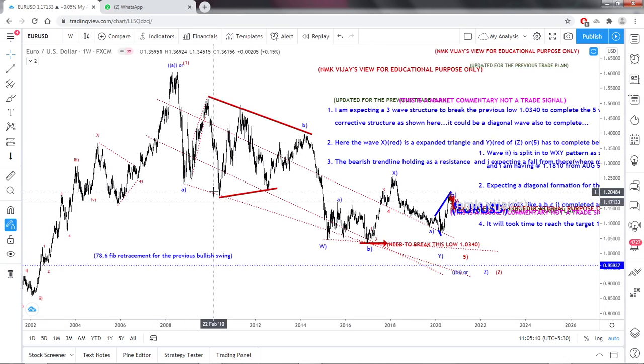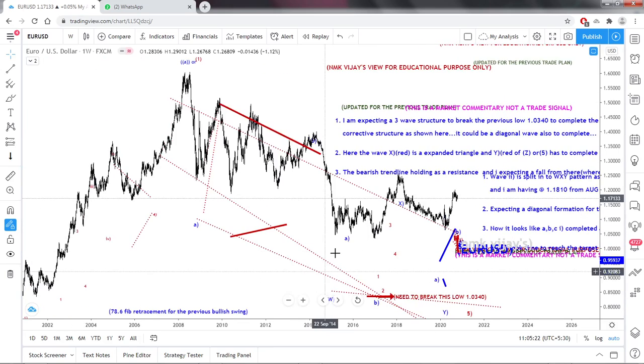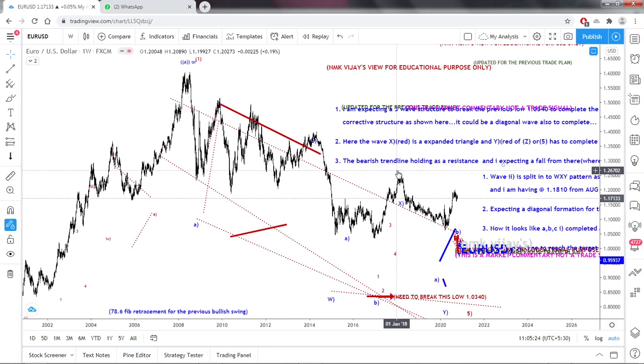So this is an A, B is a triangle, and C has finished here, not here. I will show you my count. A, B and C is completed here. So if A, B, C ended, it doesn't need to break this low. It's already broken here now. So now this is an expanded flat. This is an A, this is a B and C. Once it completed, then again there is a continuation for the downside only, bearish.